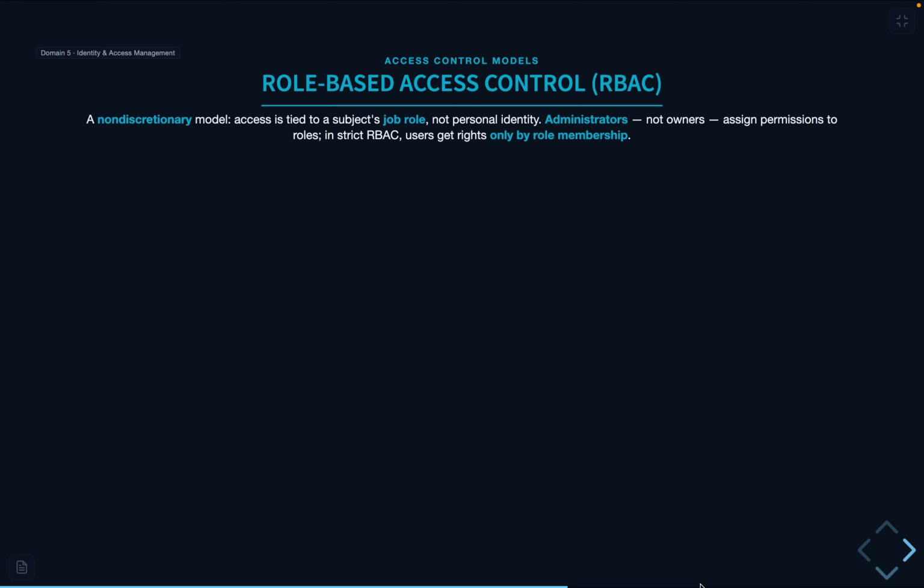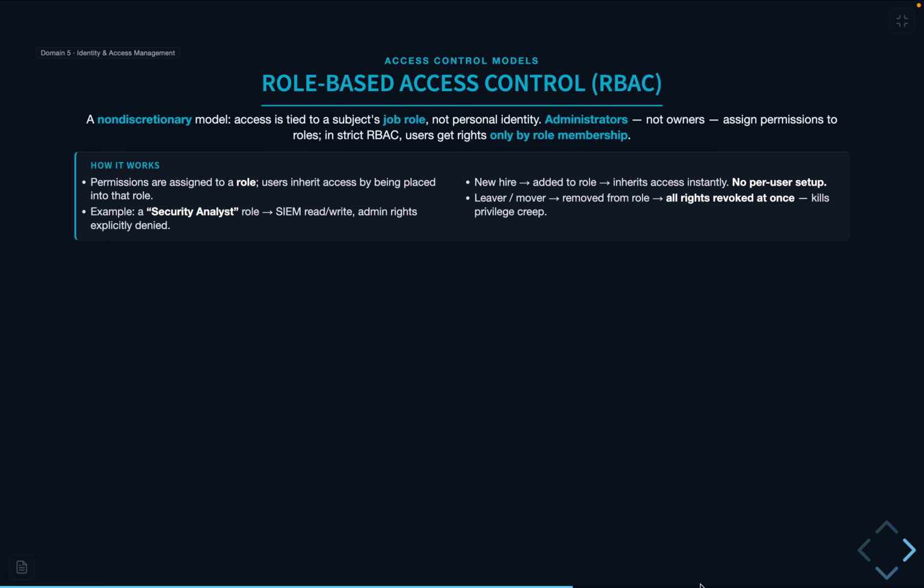So it is different from the discretionary access control model, where the owner decides and assigns the permissions of subjects related to objects. So the administrator assigns the permission to a role and the user inherits the access if they are part of that role. One example could be the security analyst role, and the users who are part of the security analyst role get read and write permissions on the security information and event management system, which collects and analyzes the logs from different systems and detects any malicious behavior.